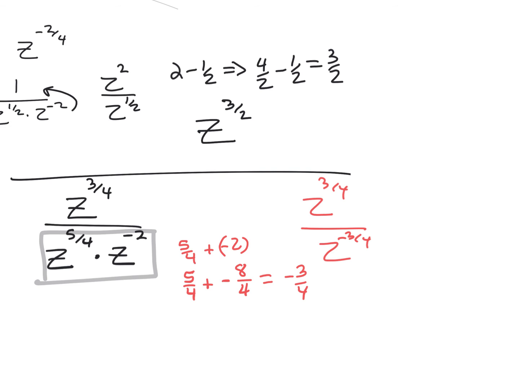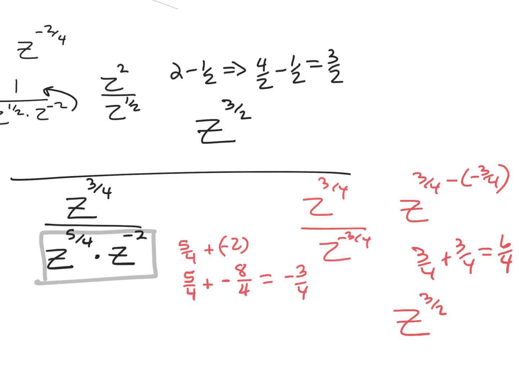And now what I can do is like a keep flip change. So I'm really doing z to the 3/4 minus -3/4. So 3/4 plus 3/4, which gives me 6/4. And then when I simplify that, 6 over 4 reduces to 3 over 2. So I get the same answer either way. So you can choose. Just know that when you're multiplying two numbers with the same base, you add their exponents, and when you divide, you subtract.